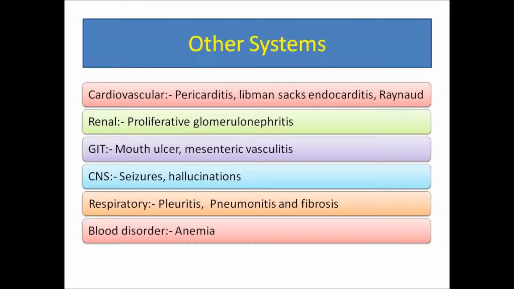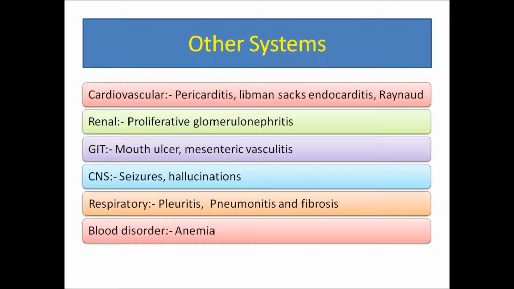Okay, in the GIT we said there are mouth ulcers, and there is a mesenteric vasculitis, which is an emergency in SLE. In the central nervous system there are many manifestations. The patient may have seizures, psychosis, i.e. hallucinations. There is peripheral neuropathy, cerebellar ataxia. Many manifestations can be seen in the central nervous system, but these are the most important. In the respiratory system there is pleuritis, and there is pneumonitis, alveolar hemorrhage, fibrosis, but these are rare.